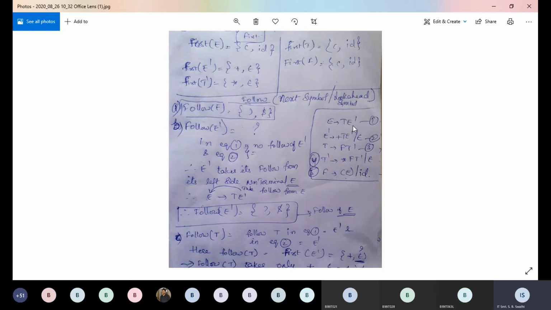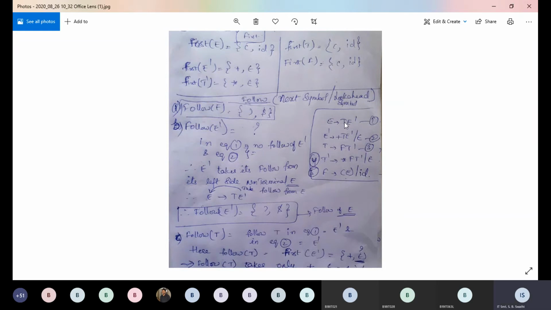After T, is there any element present or not? That we have to check. E dash is there. In the previous case, when we were computing follow of E dash, there is no element after E dash, so that is why it borrows from the parent node. But here, T has a successive element after it, that is E dash. If E dash is not present, T will take the follow from its parent. But here E dash is there. When E dash is there, T does not have any right to borrow the follow elements of the parent node.